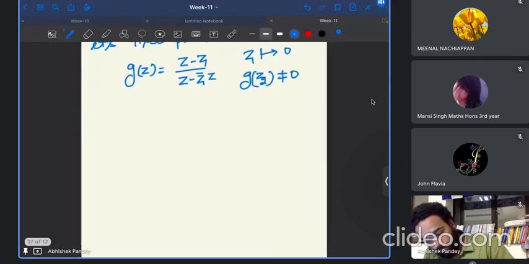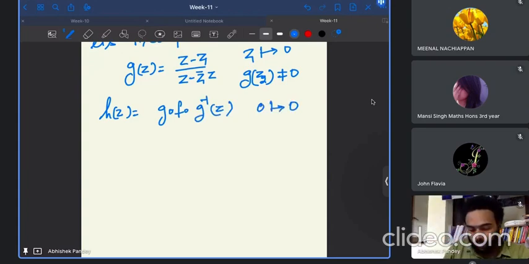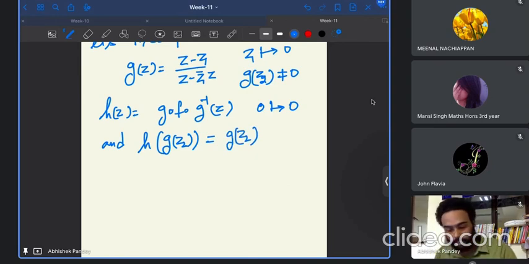Okay, now consider the function h(z) is equal to g composition f composition g inverse. So clearly 0 goes to 0. So g inverse of 0 is z1, f of z1 is again z1, and g of z1 is 0. Okay, so 0 goes to 0, and basically h of g of z2 is g of f of z2. So this is basically g of z2. So h has a fixed point g of z2.